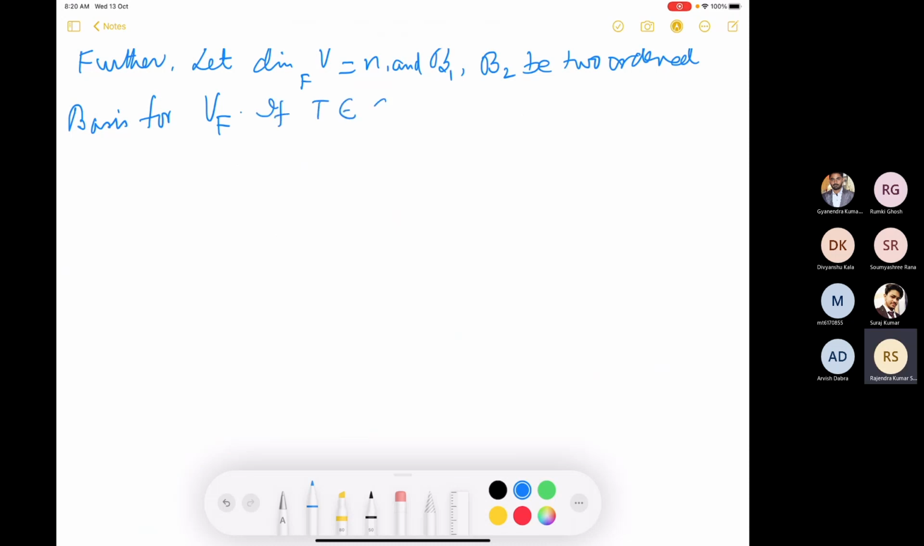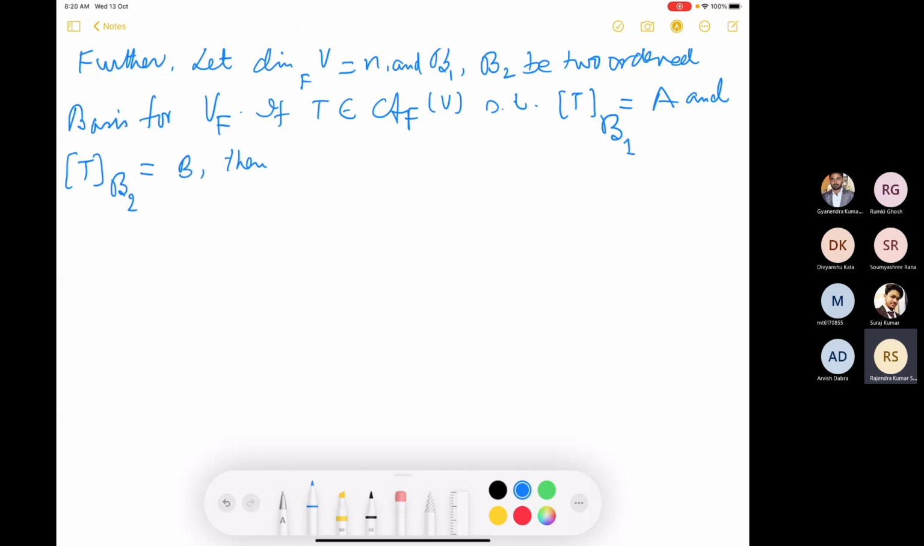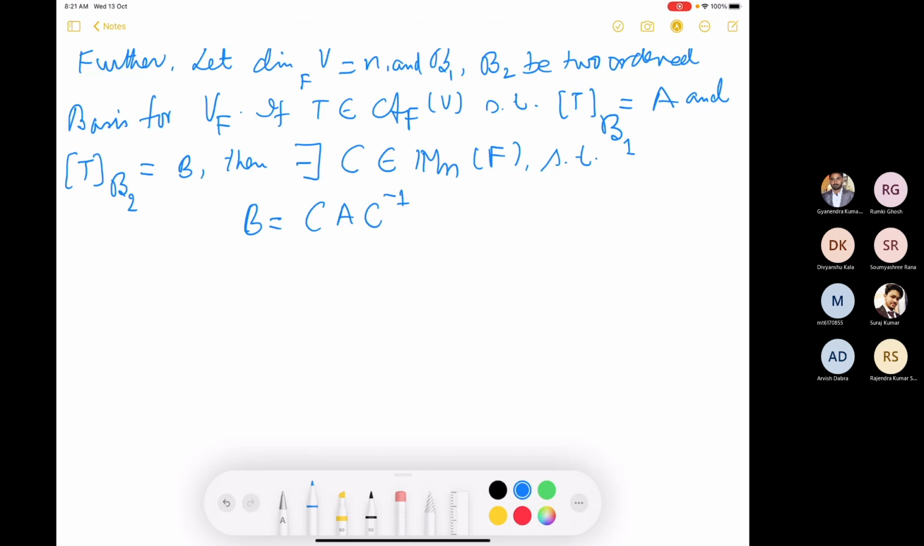If T is a linear transformation here, such that the matrix of T with respect to the ordered basis B1 is A, and the matrix of T with respect to the ordered basis B2 is B, then what we know is that there exists a matrix C in M_n(F). By the way, this A, B, C all are in M_n(F), and C is regular, such that B can be written as C A C inverse. And we know what C is, where C is the matrix of S.